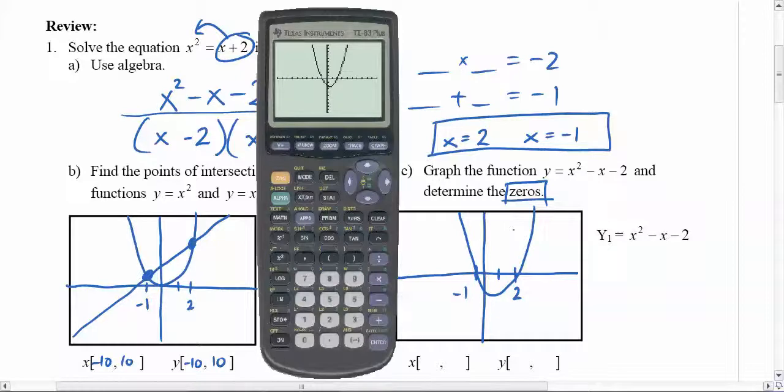Now there are advantages and disadvantages to both ways. If you actually want to calculate the zeros in this case, it's quite onerous. You have to go second trace, choose number 2, zero, and then you have to choose a left bound. So you enter to the left of the zero, and then you go to the right of the zero and enter, and then hit enter for a guess, and then it will give you the zero. So finding zeros is difficult because you have to do a left bound and a right bound.